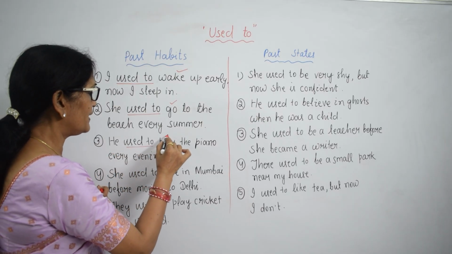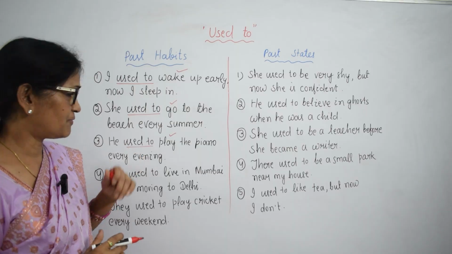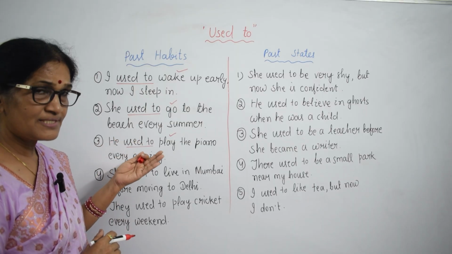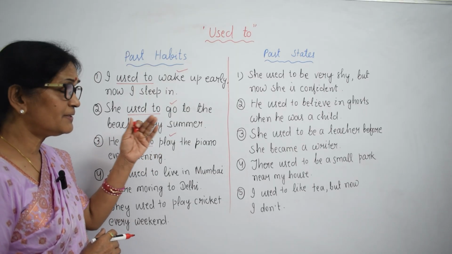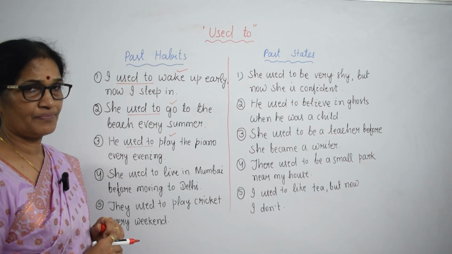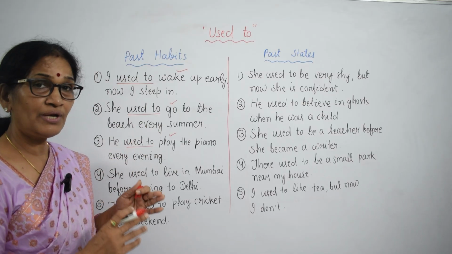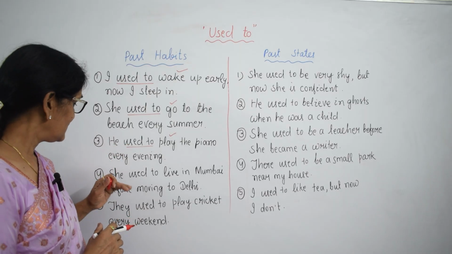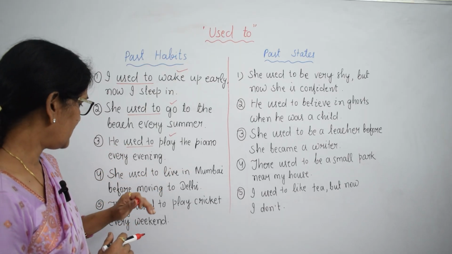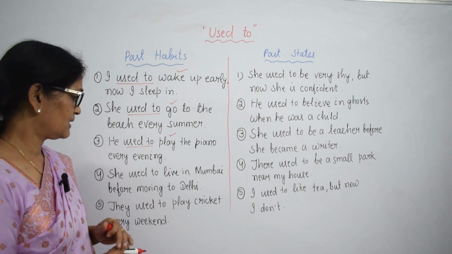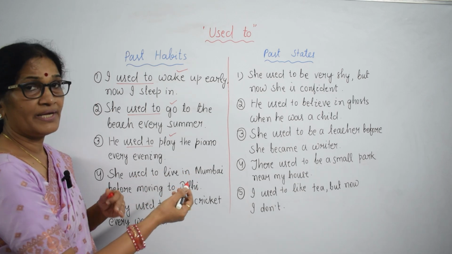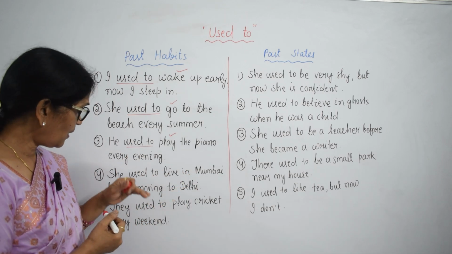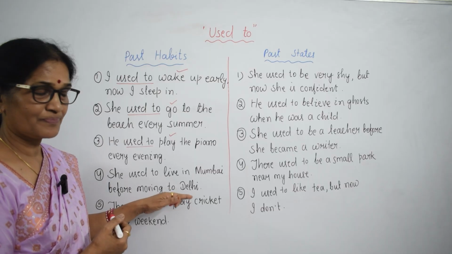He used to play the piano every evening. Used to play: verb 1, base form of the verb. That means he played the piano every evening. He played the piano regularly every evening. Now he doesn't. She used to live in Mumbai before moving to Delhi. She lived in Mumbai in the past. Now she lives in Delhi.